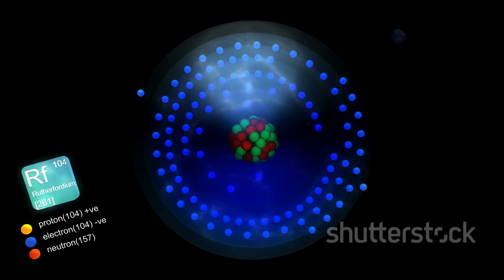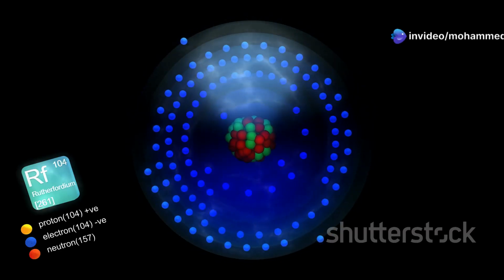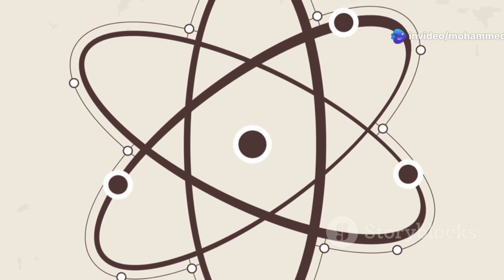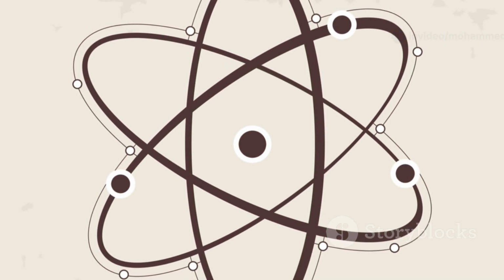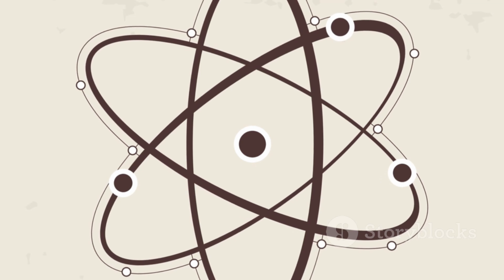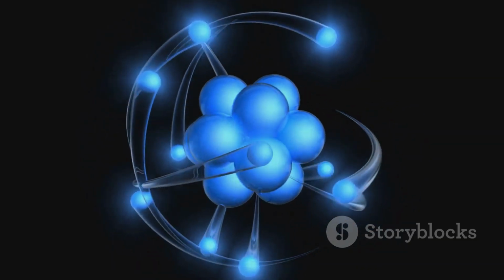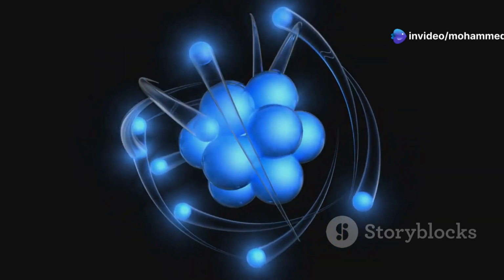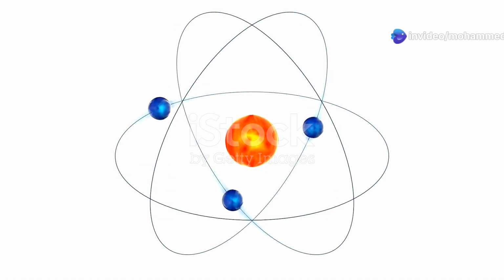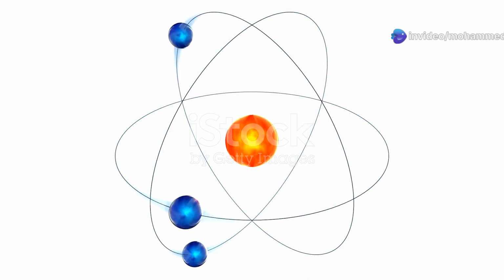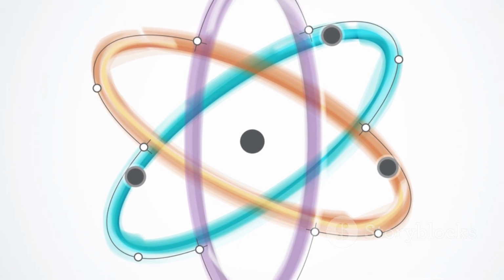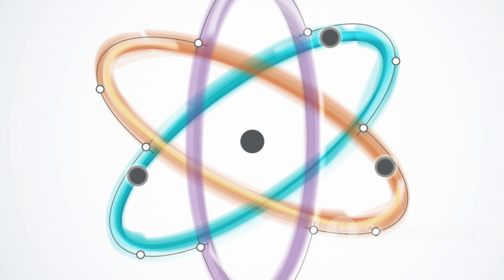This unexpected result led Rutherford to propose a new model of the atom. He suggested that the atom is mostly empty space, with a tiny, dense, positively charged nucleus at its center. The electrons, he proposed, orbit the nucleus like planets around the sun. Rutherford's model was a major departure from Thomson's plum pudding model. It showed that the atom is not a solid sphere, but rather a vast empty space with a tiny nucleus at its core.